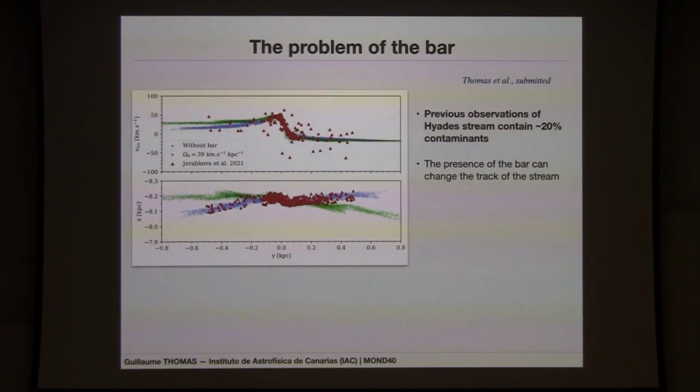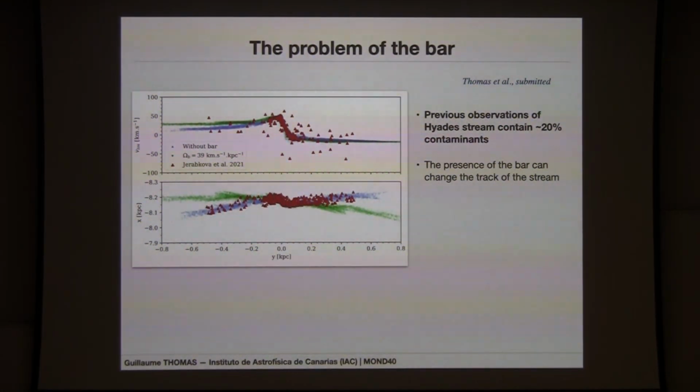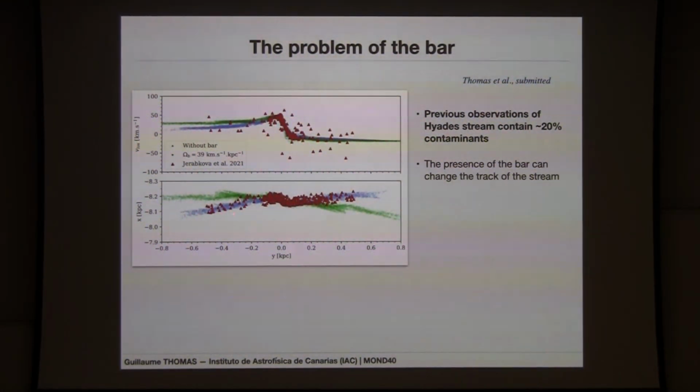The other thing is that we have been seeing that the presence of the galactic bar, so we thought initially it could generate an asymmetry, it's not the case. What the bar actually does is change the track of the streams. So here you have the model made in Newtonian dynamics with two different types of models, the blue one without a bar, and the green one with the presence of a bar. And what you can see is that in that case, the track of the stream is completely different.